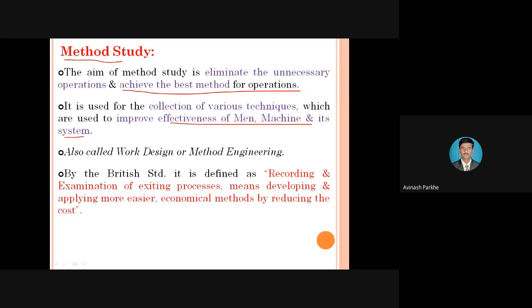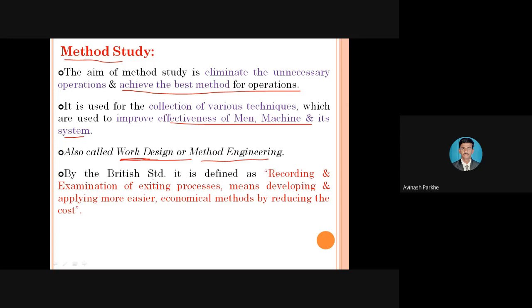So it is also called work design and method engineering. Whatever recording techniques are available, I have implemented those recording techniques in the industry in order to improve the effectiveness of man, machine and the material. Therefore, that process is also called work design and method engineering. Work design means that before doing the work, if I design that work in the proper way, we have to apply the concept of method study. Therefore, method study is also called work design and method engineering.